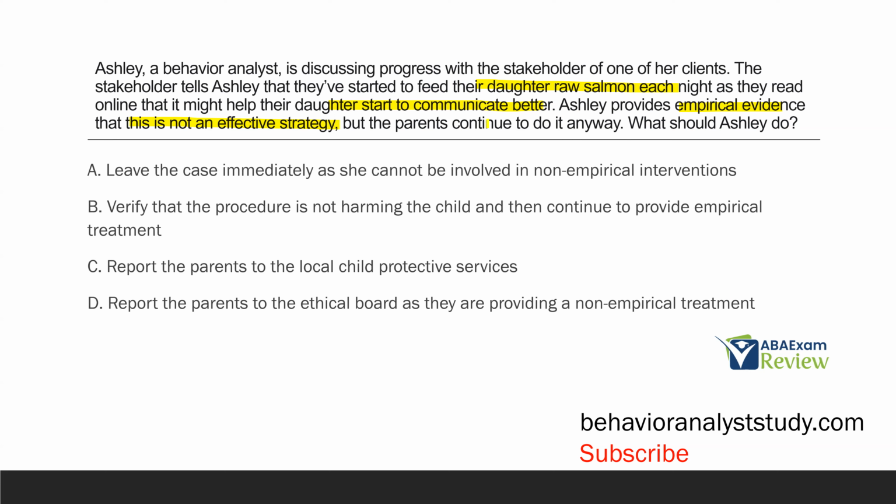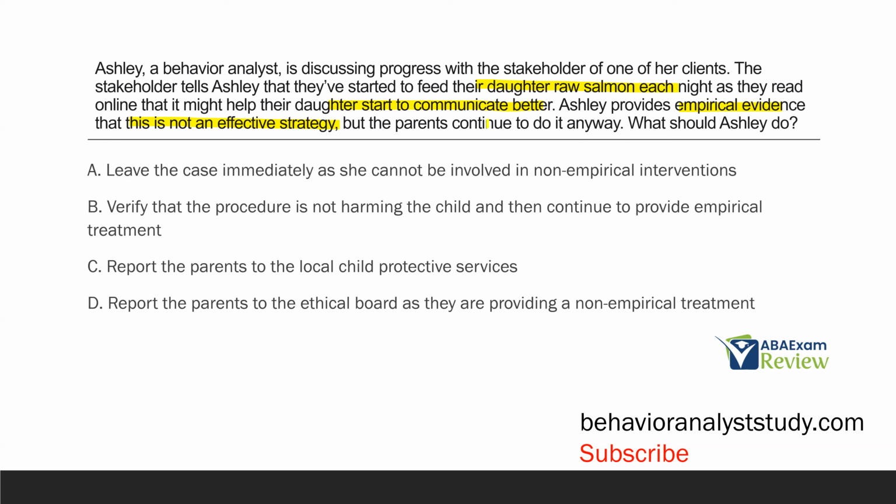A, leave the case immediately as she cannot be involved in non empirical interventions. This is not necessarily true. We don't have ultimate control over the family and the child. We are in a collaborative relationship with the team. The stakeholders are part of a team. If they want to use these interventions, even if we feel that they're not empirical, they can, as long as no one's being harmed. And it doesn't seem like anybody's being harmed in the situation. So Ashley does not have to necessarily leave the case.